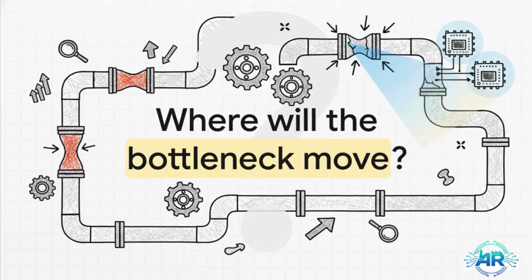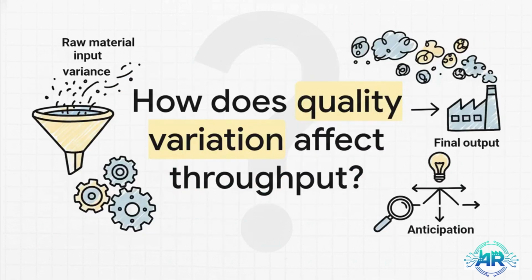Or here's a classic one. You fixed a bottleneck. Great. But that always means another one is going to pop up somewhere else. Where is it going to be? Well, the twin can show you precisely where that new constraint will show up when things get busy. And what about those really subtle problems? What if a raw material you're getting has a little more variance than usual?